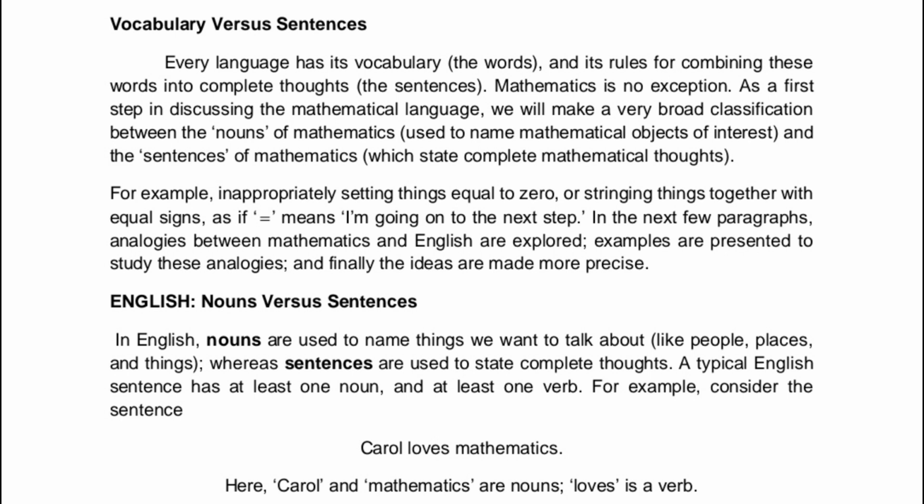English nouns versus sentence. In English language, we have what we call nouns and then sentence. Sabi dito, ang nouns daw ay ginagamit para pangalanan ang bagay na pinag-uusapan. Ito ay maaaring tumutukoy sa tao, lugar, o bagay. So, pag sinabing noun, wala siyang complete thought. Then, kung meron naman siyang complete thought, it is considered as a sentence. A typical English sentence has at least one noun and at least one verb.